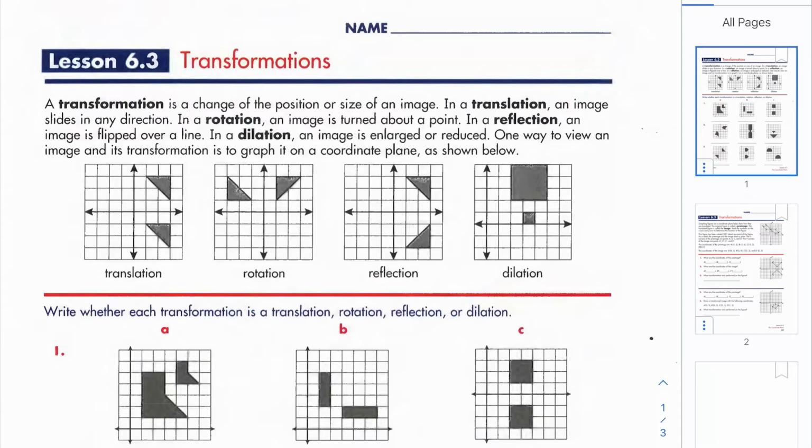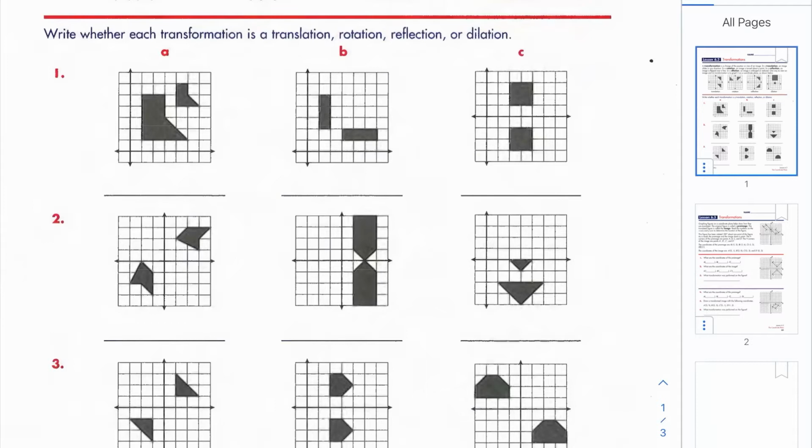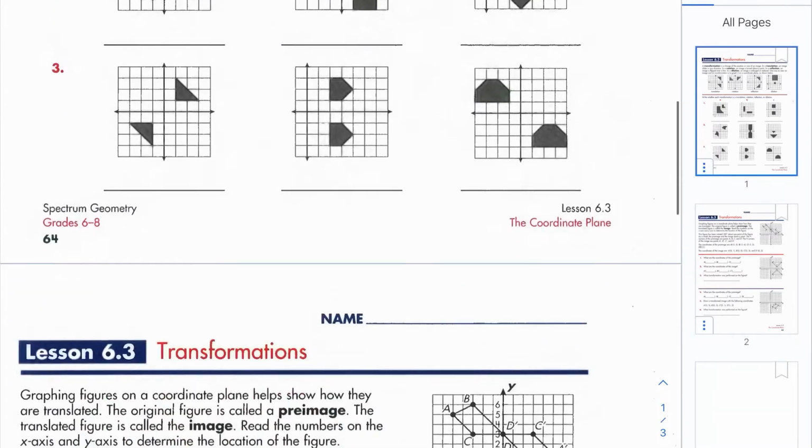Notice there is a picture for each of the four types of transformations. You will use these as a reference for your practice problems below. Looking below, we have the practice. There are 9 questions here. What I want you to do is see if you can look at each of these graphs and identify the transformation as either a translation, a rotation, a reflection, or a dilation. So let's go ahead and give it a shot. On to the next page.